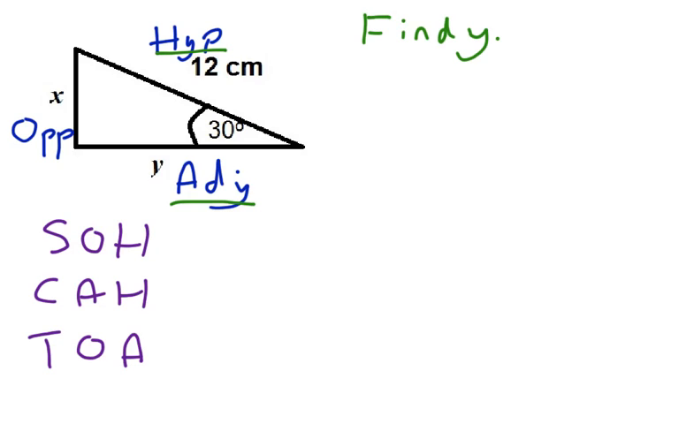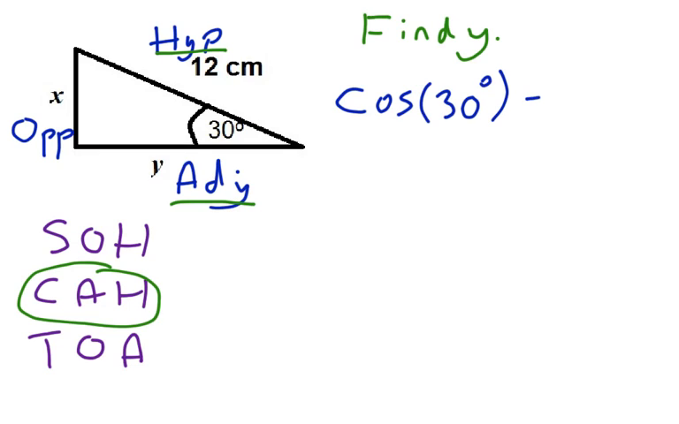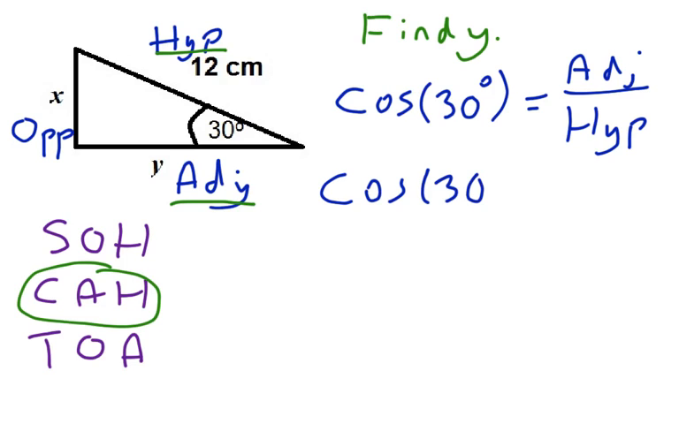So we've got A and H, which means we're going to be using CAH, and CAH tells us that cos of 30 degrees equals the adjacent over the hypotenuse. And again, in this example, cos of 30 degrees equals, well, the adjacent is y, our unknown, and the hypotenuse is once again 12.